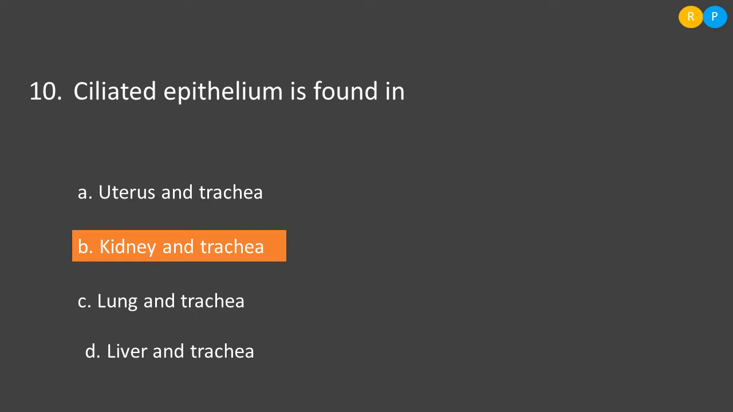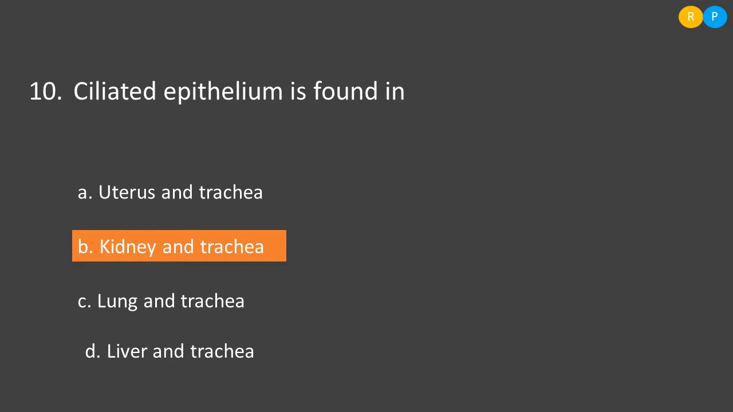Yes, our 10th question. Ciliated epithelium is found in. Ciliated epithelium is a kind of epithelium that will have cilia on its surface. Because of the presence of cilia, fluid movement takes place in a particular direction. So ciliated epithelial tissue is present in some hollow organs, like bronchioles, kidney and the fallopian tube. So it will give direction for the flow of fluid.